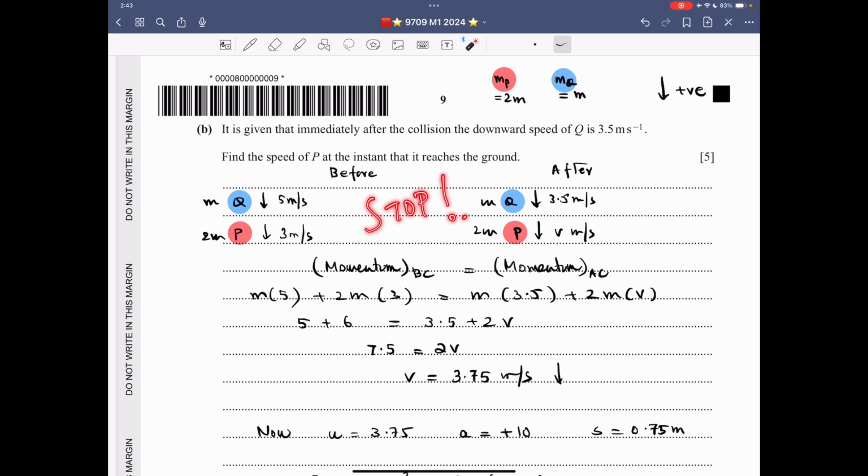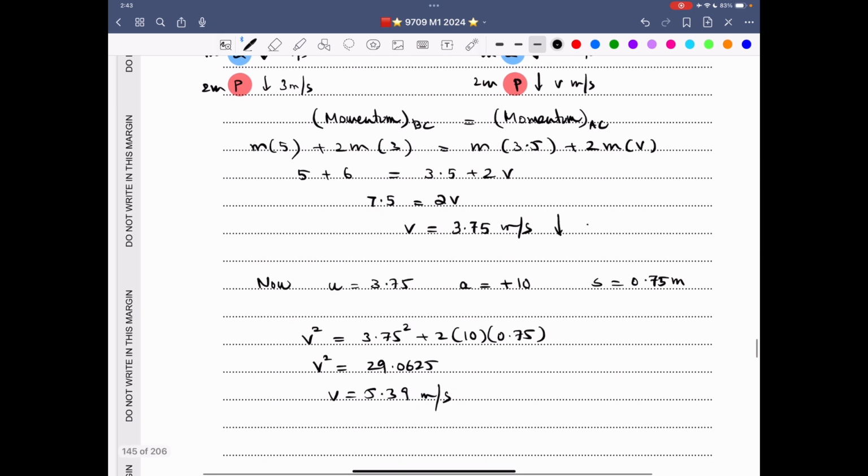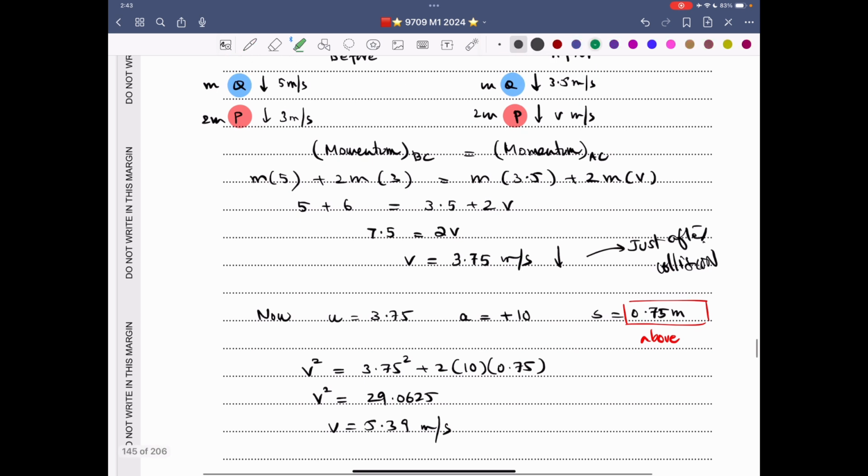It's not over yet. This is the speed at the instant that it reaches the ground. This is the speed at collision, just after collision. Now on the previous page, we found out that the collision takes place when both particles are 0.75 meter above ground. That means this particle P, let me label it with red, and it's talking about P, not the green one, the red one. So it's talking about P over here.